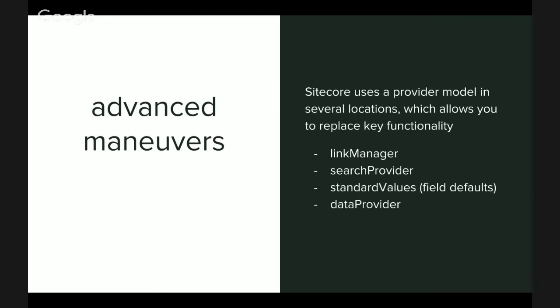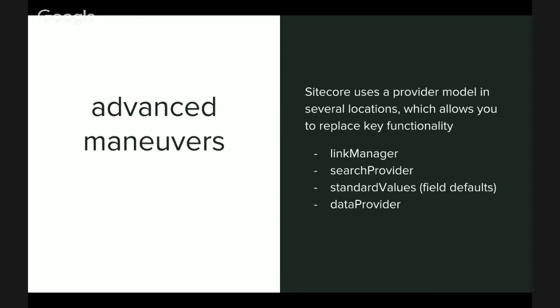Same thing with search provider. Coveo is a classic example of it. They had a search product. They actually had a Sitecore connector for it. And then when the Sitecore search was completely revamped to have a provider model, they actually wrote their own search provider to allow you to do Coveo searches from within Sitecore.